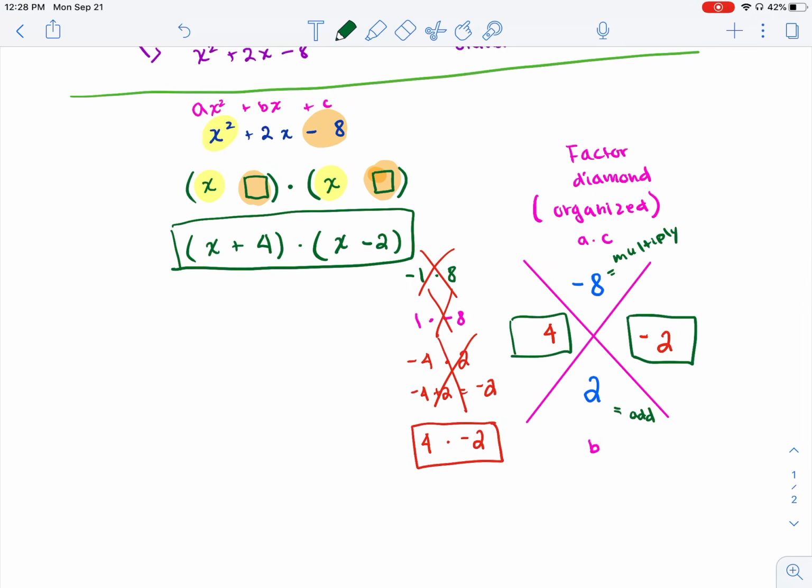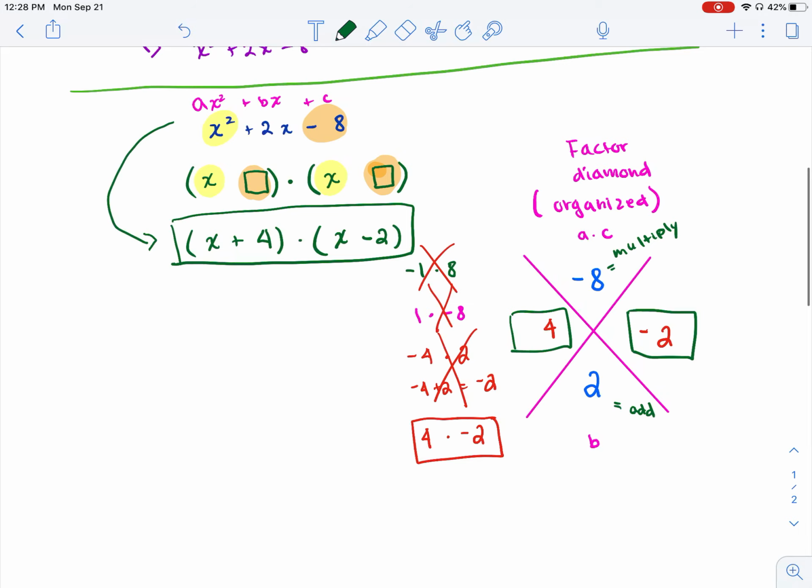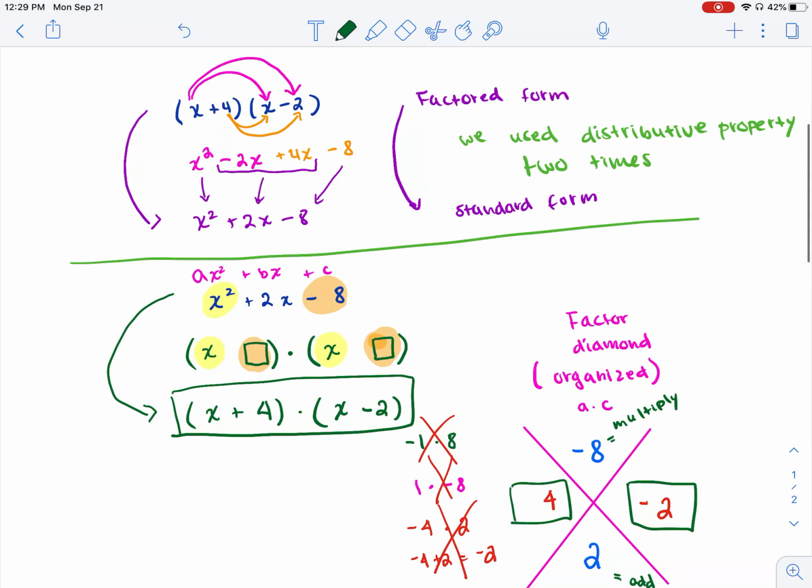And then we factored it. So this is our factored form. We went from standard form to factor form. You can always double check by using the distributive property. If I go back up here, you'll notice we did end up with the same thing. You can always use the distributive property to see if you go back to your standard form.